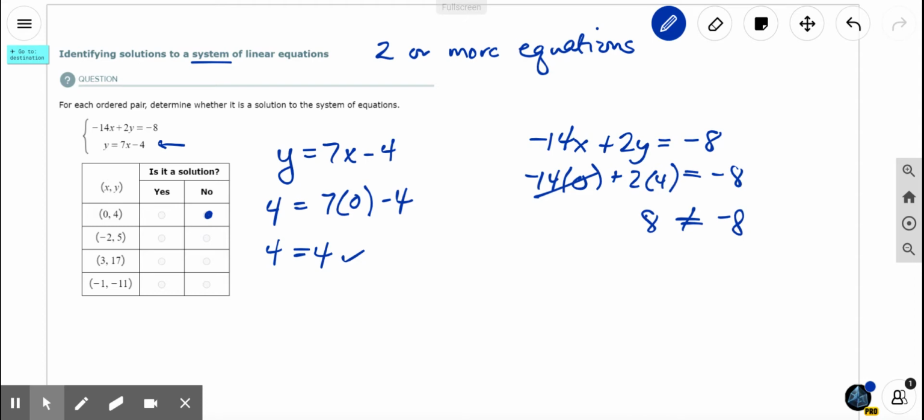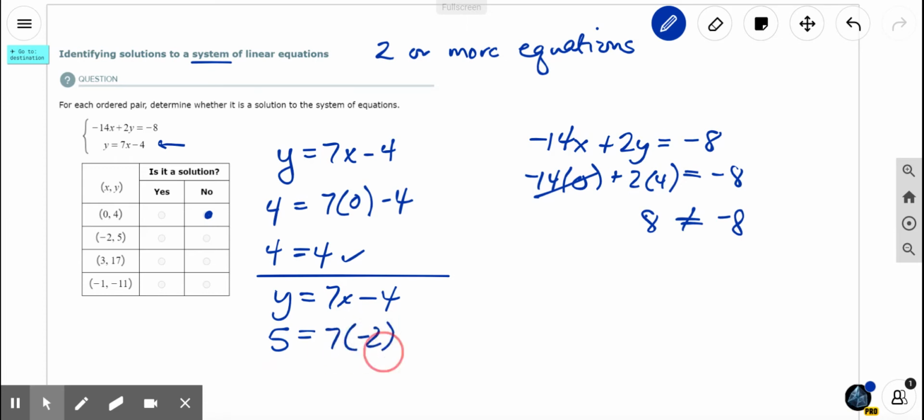I have to be careful with the erasing. A lot of times I'd like to just erase these pieces, but I'm just going to write it below. So then you just substitute again. We're going to check the second point. 5 is equal to 7 times negative 2 minus 4. 5 is equal to, and you can probably tell right now it's not going to equal, so we don't even have to go further. Done.